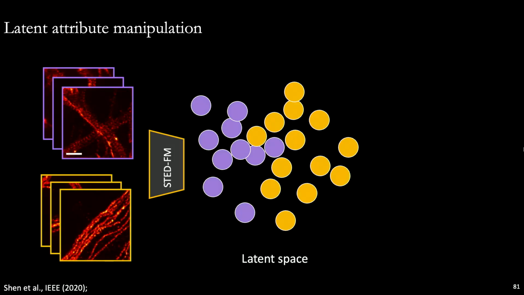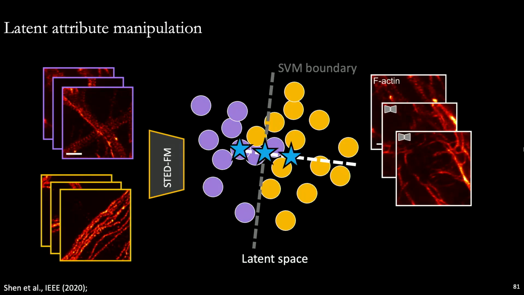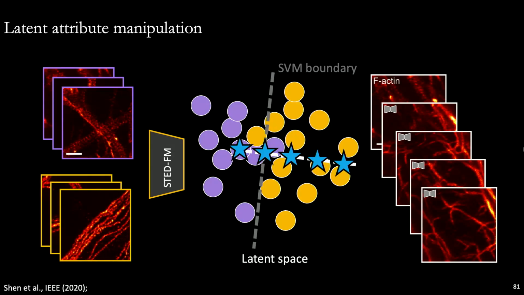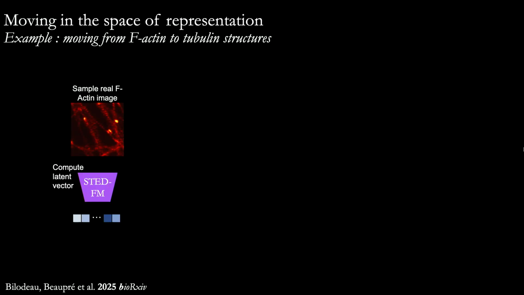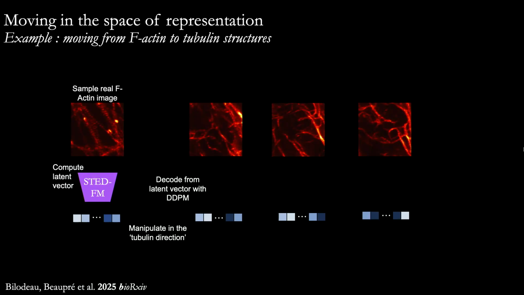It's like taking a walk in our latent space, moving from tubulin to F-actin. By moving in the latent space, the space of representation of our network, we're able to generate images that look more and more like tubulin. So we start with F-actin, then we manipulate the latent space and ask the network to generate images that look more and more like tubulin. At the end, we have images that look a lot like our STED image of microtubules, and at the beginning, we were close to F-actin.